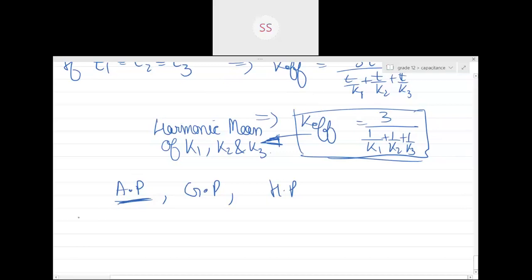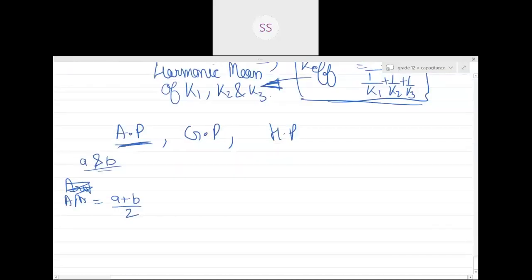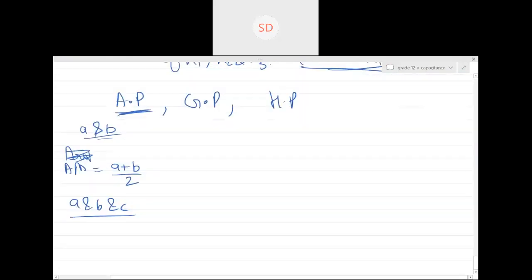Suppose there are two quantities A and B. Can you give me the arithmetic mean of A and B? A plus B by 2. And if there are A, B and C, then the arithmetic mean is A plus B plus C by 3. Okay? We all know this.